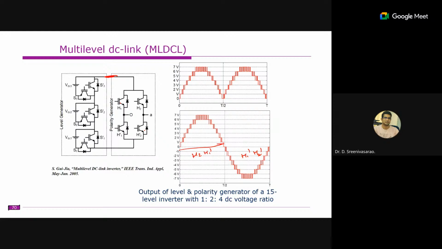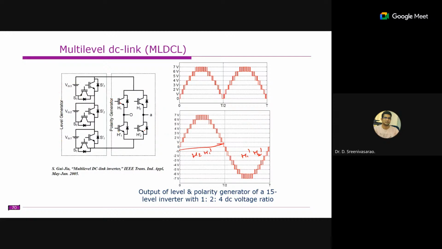That means during the positive half cycle, these two are on. That means this is operating at the fundamental frequency, but these switches are operating at the PWM frequency. But the drawback here is that these switches are supposed to withstand this entire DC link voltage.